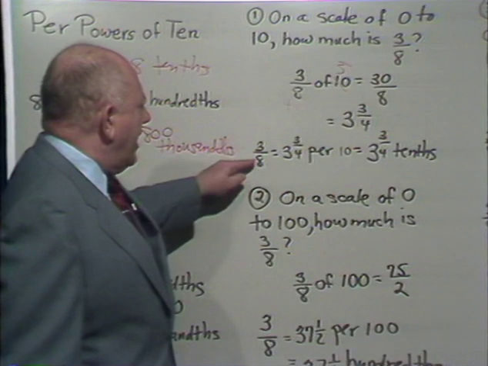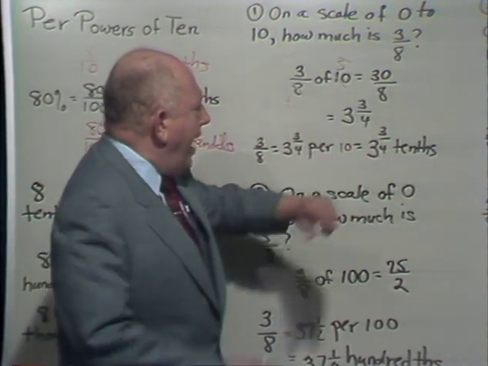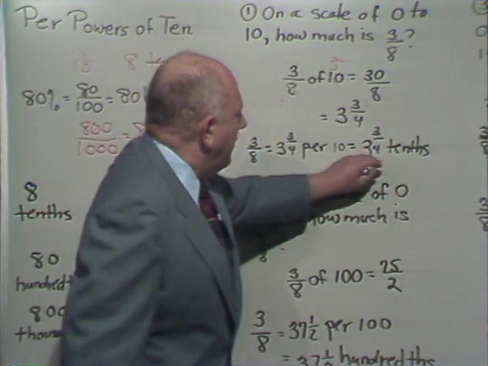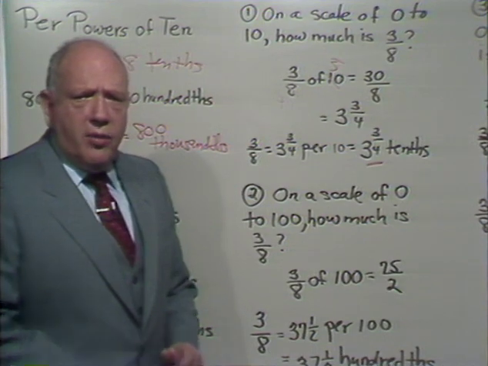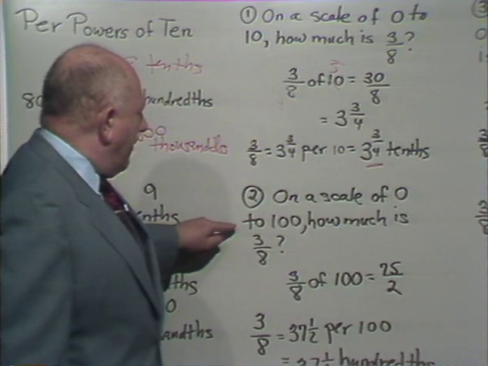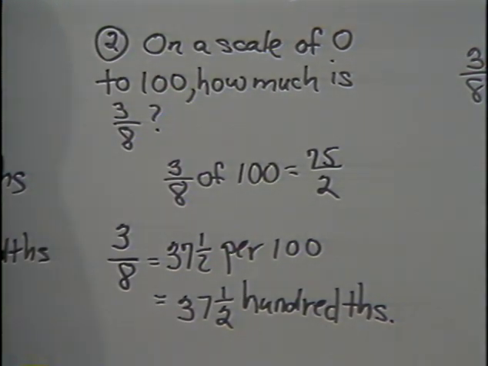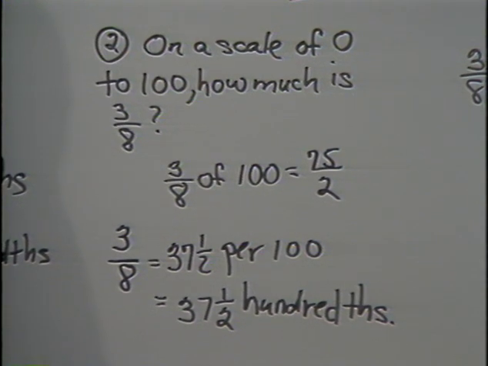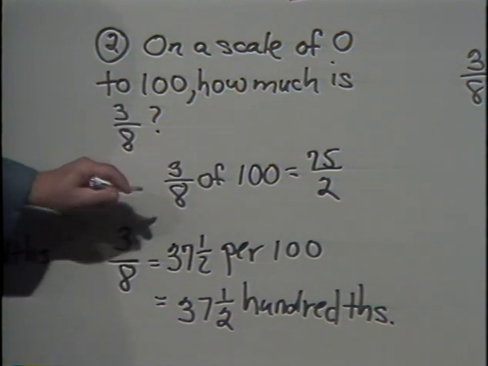So at a rate of 3 out of every 8, you're taking 3 3/4 out of every 10. And notice now that the noun that's modifying tenths is 3 3/4, which is a mixed number. So we say, okay, let's see what happens if we switch to a scale of 100. On a scale of 0 to 100, how much is the rate 3/8 equal to? In other words, at a rate of 3 out of every 8, how many would you be taking out of every 100? So what we would do is we would take 3/8 of 100.